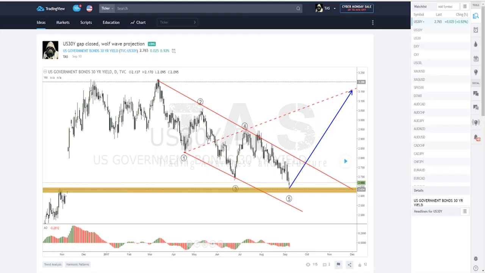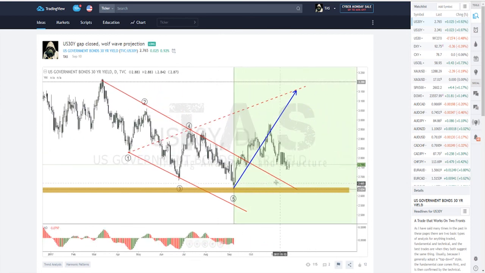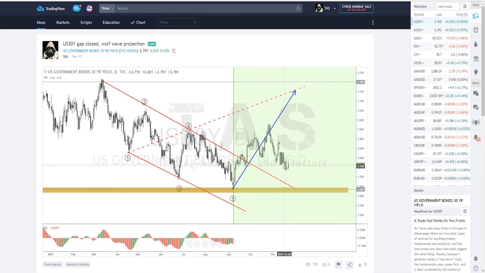And one more, or a couple more. One more. This is another wolf wave projection on 30-year bonds. Here I was looking for a move up from this. This is the daily chart, and since then it's moved up. It's retracing now to the 61.8, probably going to come down a little more to 272 and then continue up.